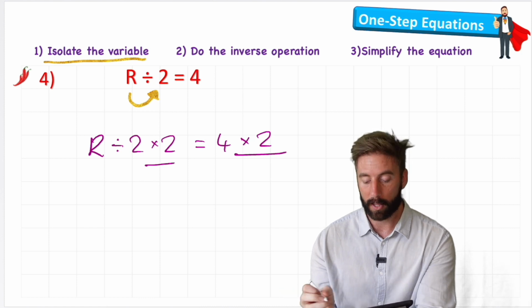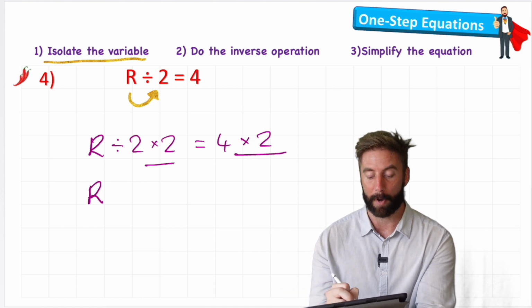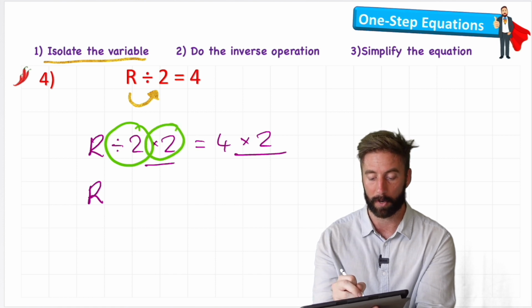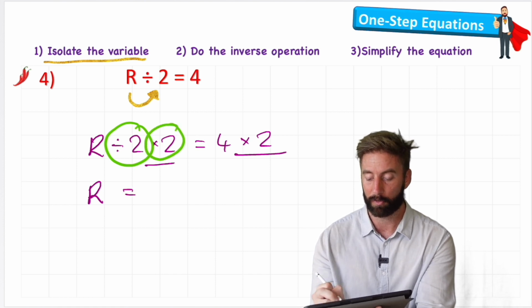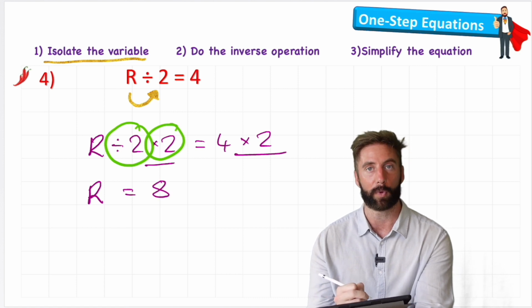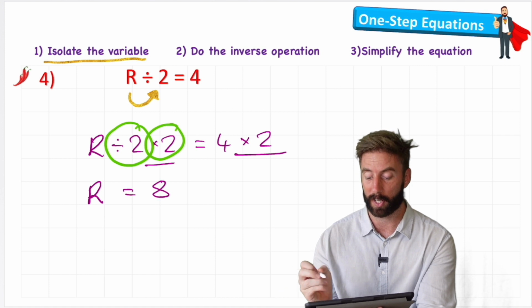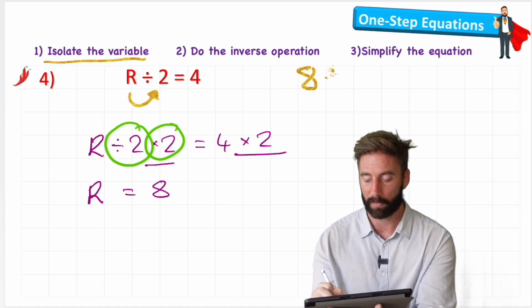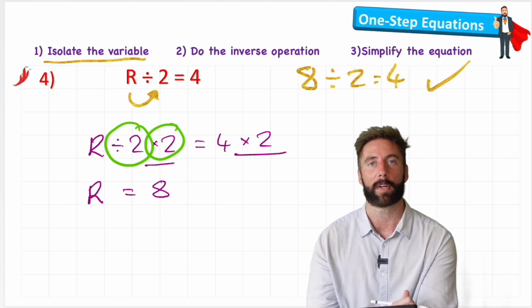Now let's do my next line of the equation, r, and now my divide 2 is cancelled out by my times 2, so I can just keep it as r. r equals 4 times 2, and 4 times 2 is 8. r equals 8. Let's check it by substituting the value of 8 in for r in my equation, and 8 divided by 2 equals 4. Yes, it is. Give myself a big tick.